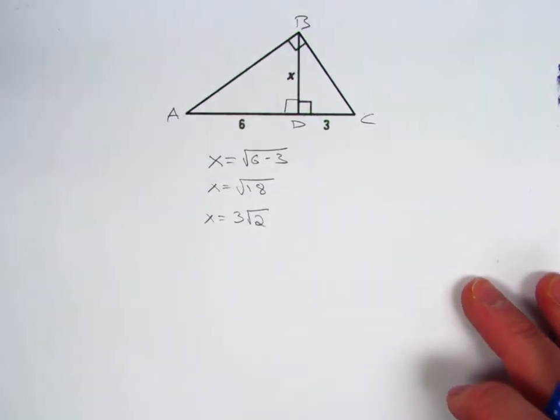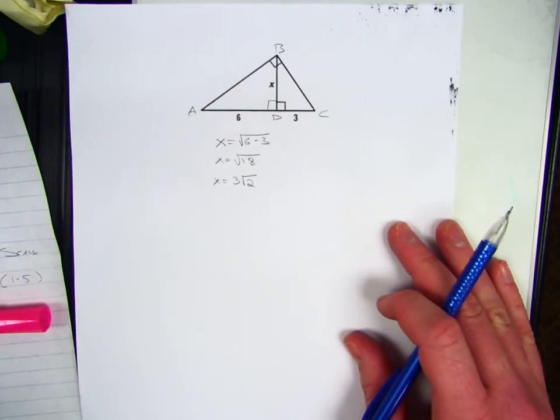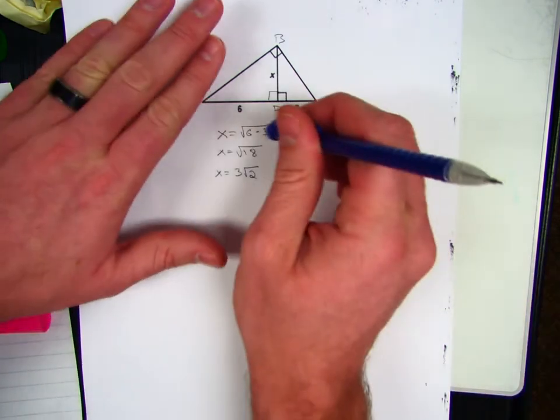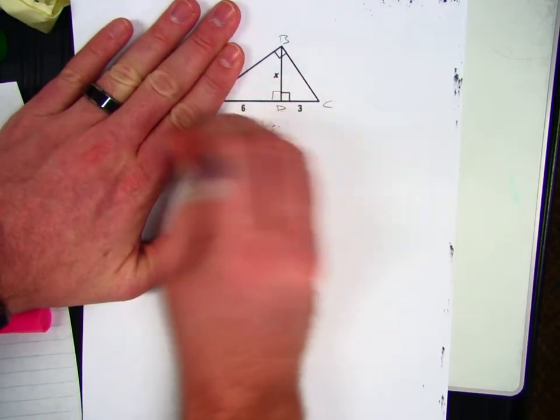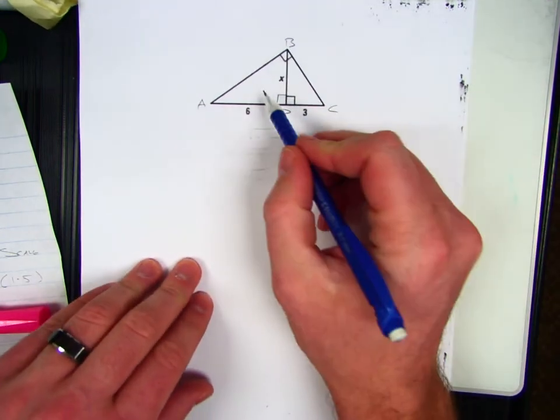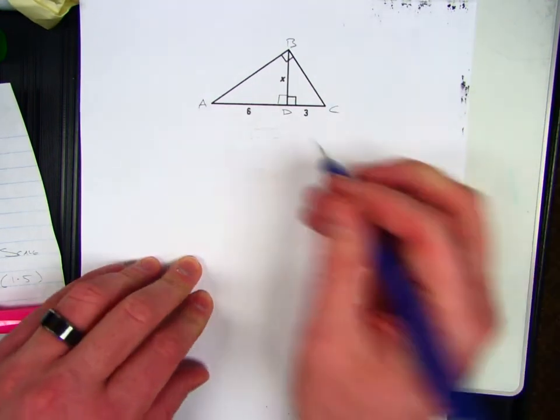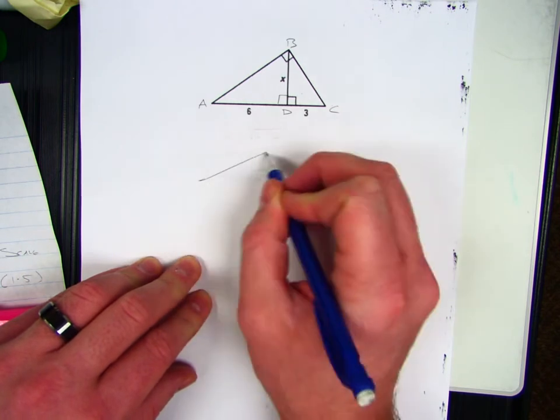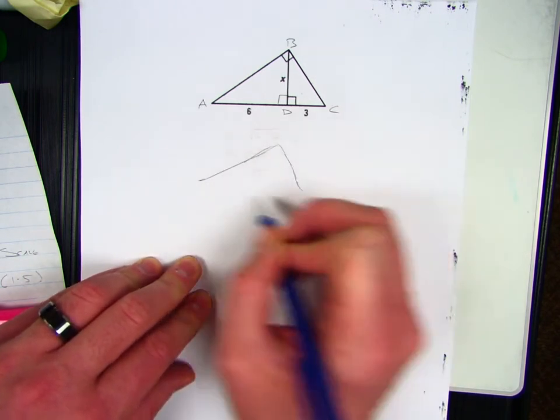So let's look at this in the context of similar triangles. So I'm going to zoom out a little bit, and I'm actually going to erase this to give myself some room. And what I'm going to do is I'm just going to draw these 3 triangles. So let's start by, I'm going to draw a big triangle ABC.